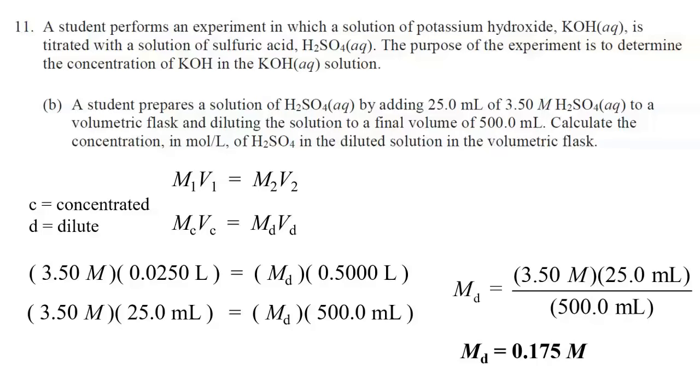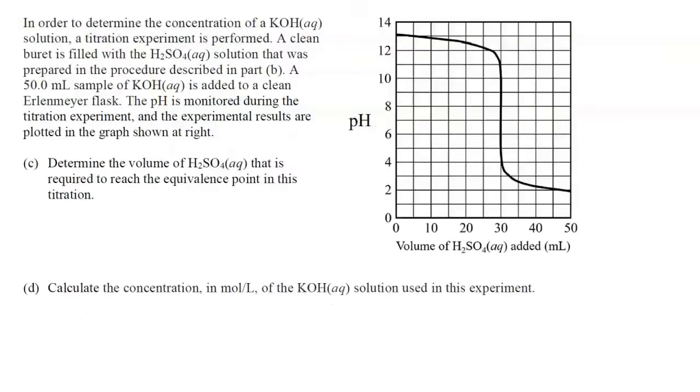Okay, let's go ahead and move on to part C. In order to determine the concentration of a potassium hydroxide solution, a titration experiment is performed. A clean buret is filled with the sulfuric acid solution that was prepared in the procedure described in Part B. A 50.0 milliliter sample of potassium hydroxide is added to a clean Erlenmeyer flask. The pH is monitored during the titration experiment, and the experimental results are plotted in the graph shown at right. Part C, determine the volume of sulfuric acid that is required to reach the equivalence point in this titration.